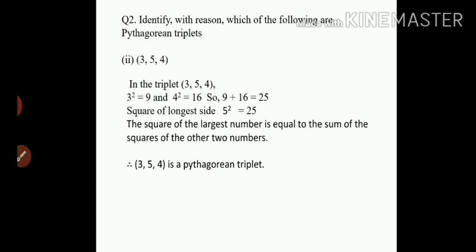You can see 1 and 2 are equal. So here you can see the square of the largest number is equal to the sum of squares of the other 2 numbers. So 3, 5 and 4 is a Pythagorean triplet.